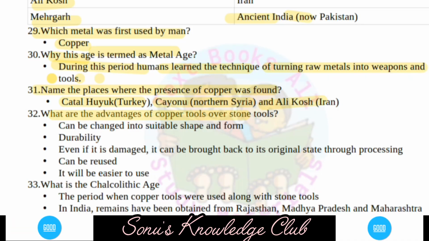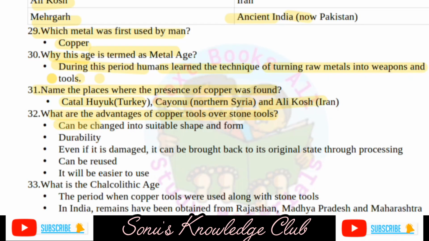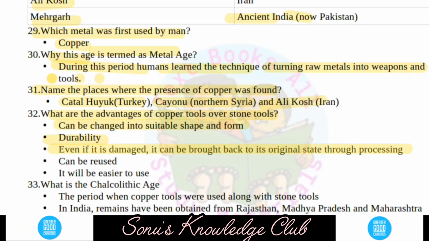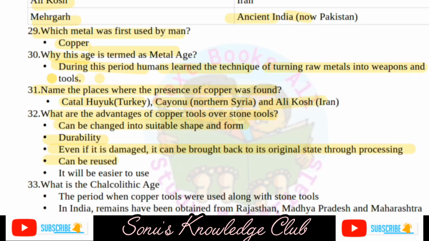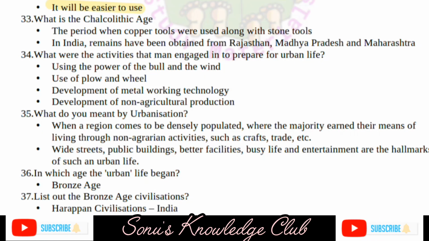What are the advantages of copper tools over stone tools? Can be changed into suitable shape and form. Durability. Even if it is damaged, it can be brought back to its original state through processing. Can be reused. It will be easier to use. What is the Chalcolithic Age? The period when copper tools were used along with stone tools. In India, remains have been obtained from Rajasthan, Madhya Pradesh and Maharashtra.